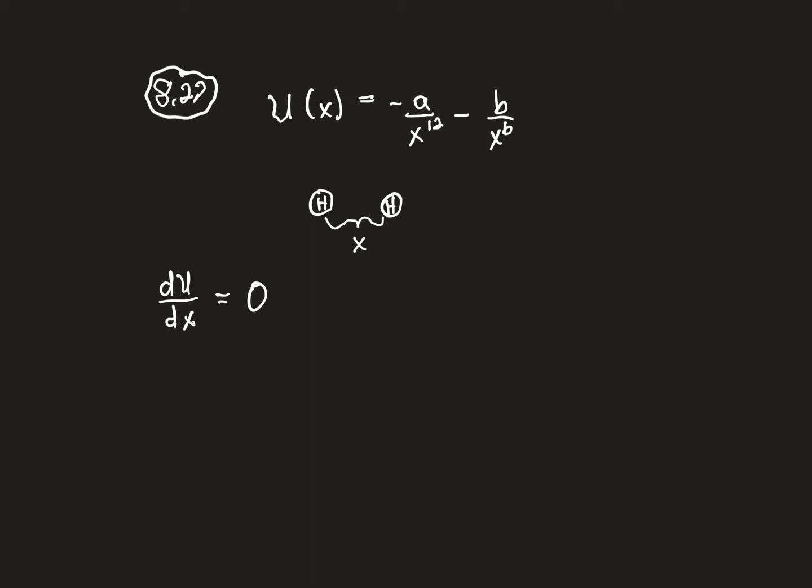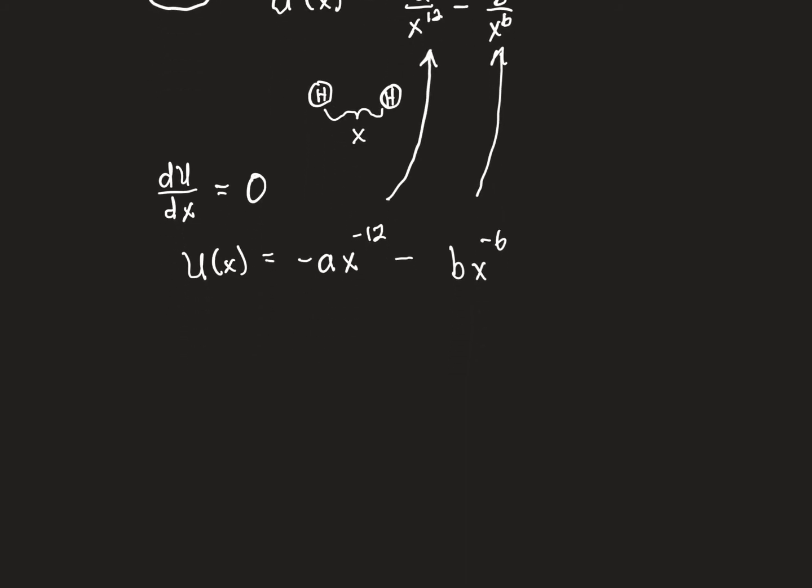And I'm going to rewrite this function because I hate fractions. I'm going to put everything up into the numerator, using negative exponents. So we have U of x equal to negative A times x to the negative 12. This is the same thing as negative A divided by x to the 12th. I'm just raising it to that negative exponent to get everything up in the numerator so that I can use the power rule for the derivative. Then we do the same thing for the second part of this function, minus B x to the negative 6. And then I can take this derivative fairly easily.